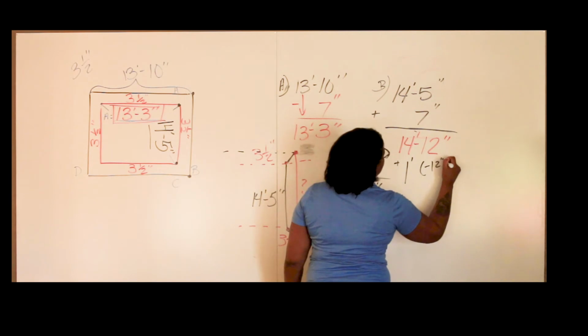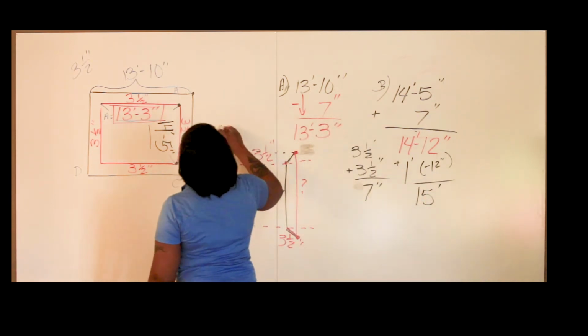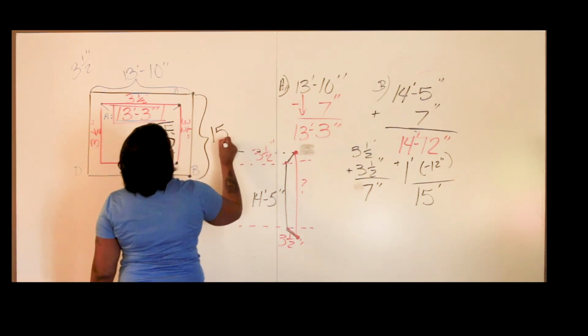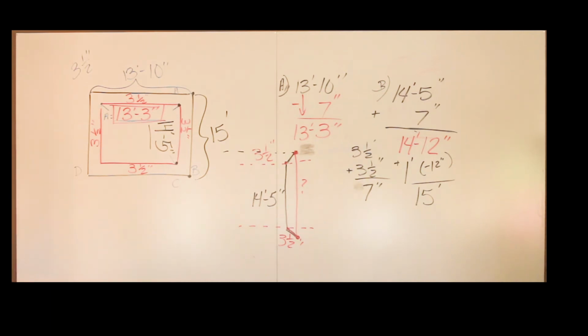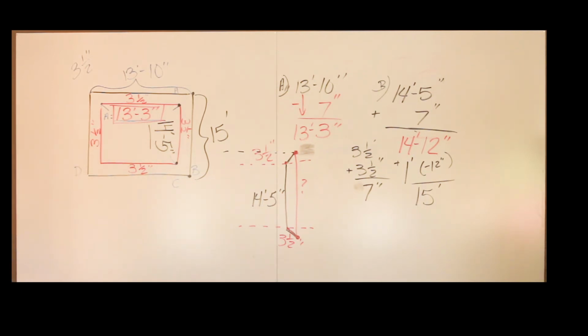We take 12 inches from here. We're left with 15 feet. So side B, exterior, is 15 feet. Hopefully that makes sense. All right, again, interior measurement, 14 feet, 5 inches.